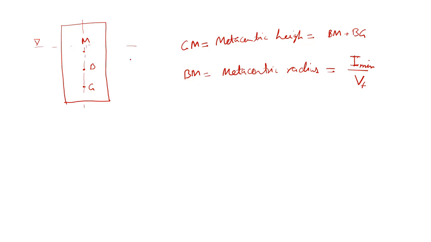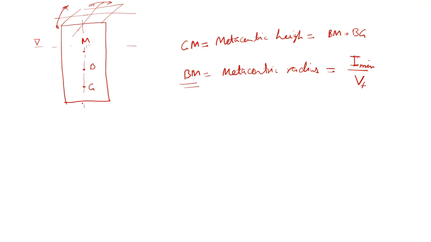What is I? If I talk about the surface, there will be two area moments of inertia. One is about this axis, and one about this axis. So it can rotate either in this direction about this axis or in this direction. Whichever is the minimum I value, that will be the most critical condition, because there the BM value will be smallest. Smallest means closer to B, so it may become unstable.